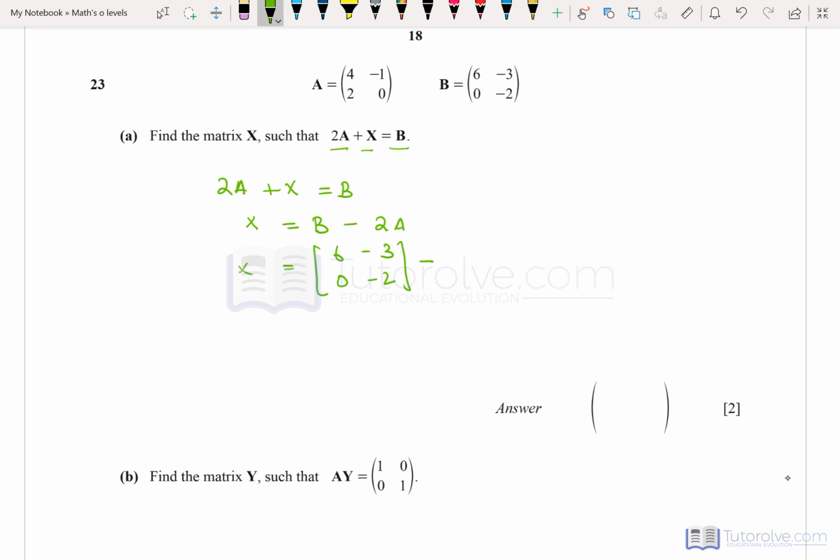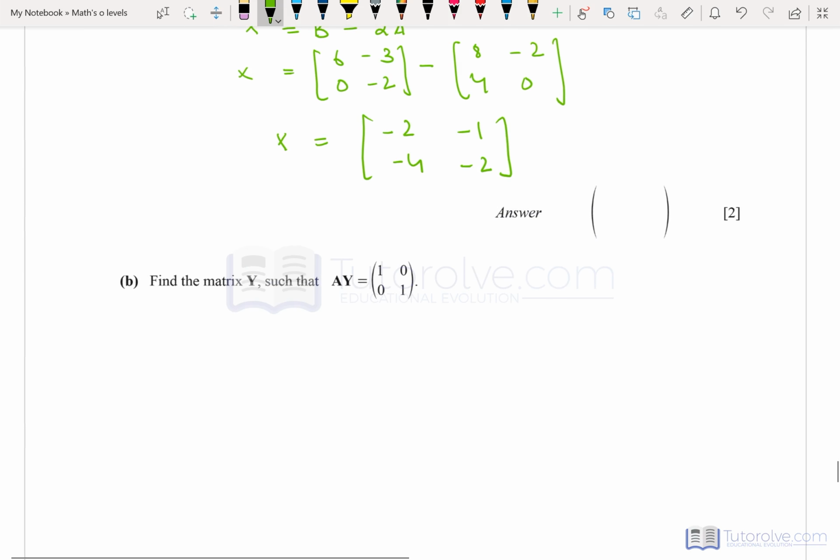And we need 2a, so we just need to multiply this vector a by 2, which would give us 8, minus 2, 4, and 0. And if we solve for this, our x would be minus 2, minus 1, minus 4, and minus 2.